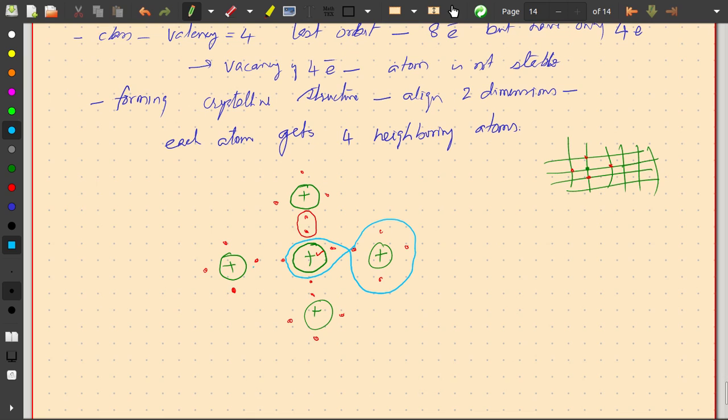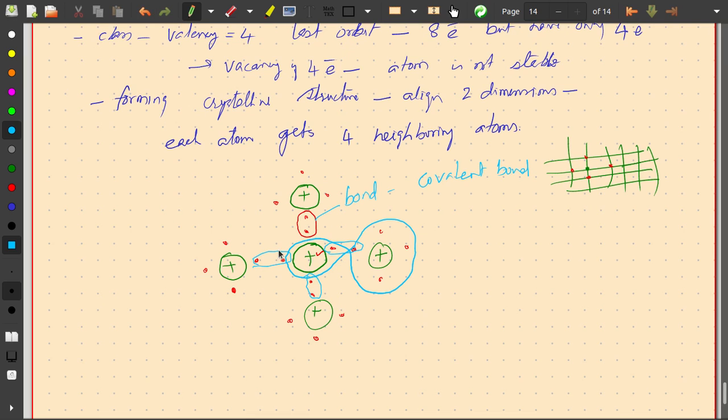These two electrons, which were valence electrons, are working in pairs. So this forms a bond between these two atoms, and this bond we call a covalent bond.